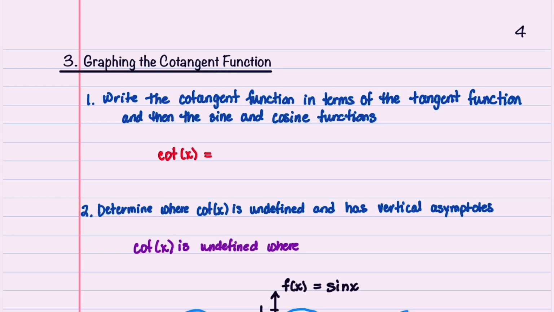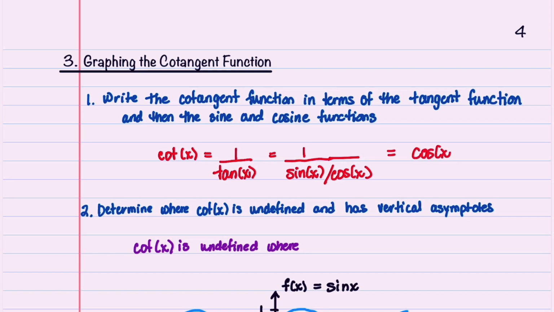Our last function to graph is the cotangent function. We'll write the cotangent function in terms of the tangent function and then in terms of the sine and cosine function. Our cotangent is 1 divided by tangent of x, which is 1 divided by sine x over cosine x, which gives us that the cotangent function is cosine x divided by sine of x.